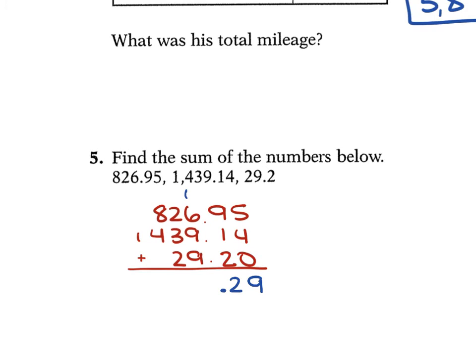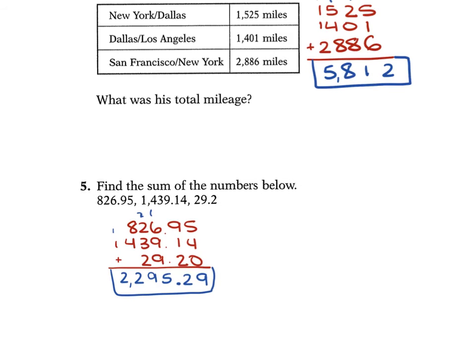9 plus 9 is 18. 19 plus 6 is 25. 2 plus 2 is 4, plus 3 is 7, plus 2 is 9. 8 plus 4 is 12. Carry the 1, 2, and 1 plus 1 is 2. So that's 2,295.29.